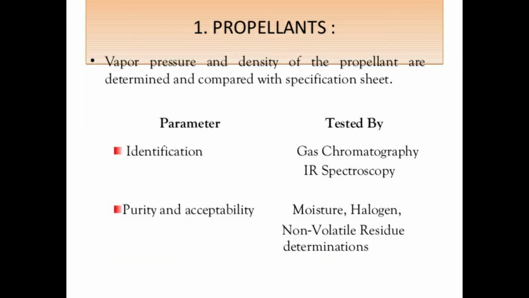The first test is for propellants. Vapor pressure and density of the propellant are determined and compared with the specification sheet. Here we have mainly two parameters: identification, and second, purity and acceptability. In identification, the propellant is tested by gas chromatography and IR spectroscopy. In purity and acceptability, we test moisture, halogen, and non-volatile residue determination.